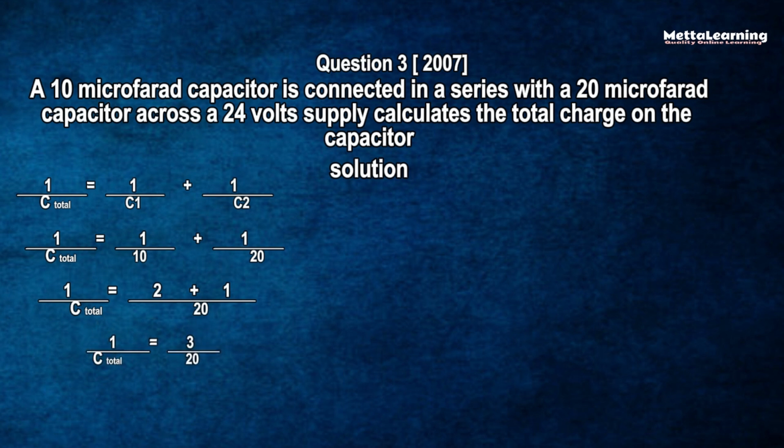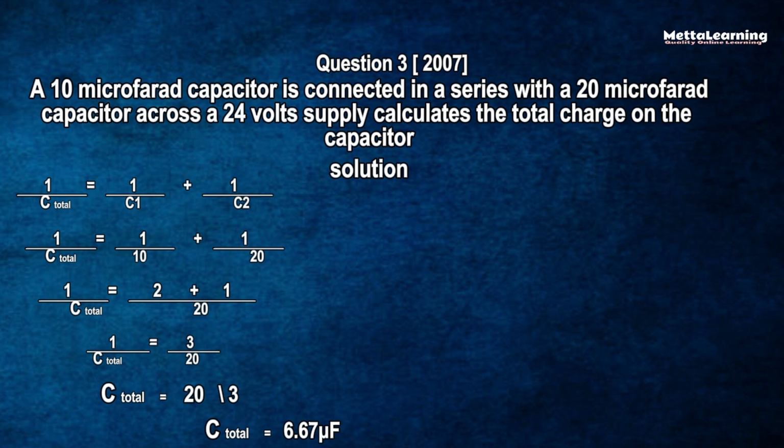Then 3 over 10 is not the final answer. So when we cross multiply, our equivalent capacitance will then be 20 divided by 3 microfarad, which is approximately 6.67 microfarad as our total or equivalent capacitance.